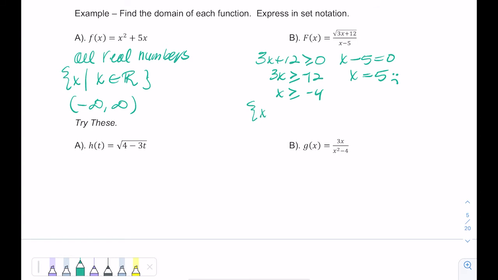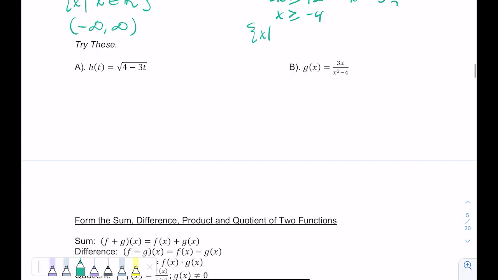So to write my domain in set notation, I would just want to put something like x such that x has to be greater than or equal to negative 4, and then I would put a comma and I would put x does not equal 5.